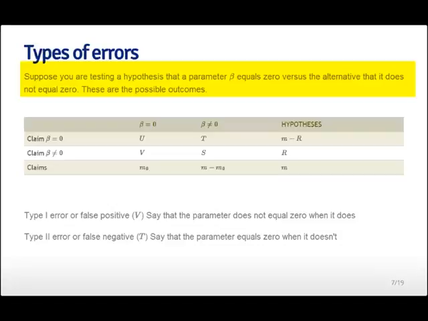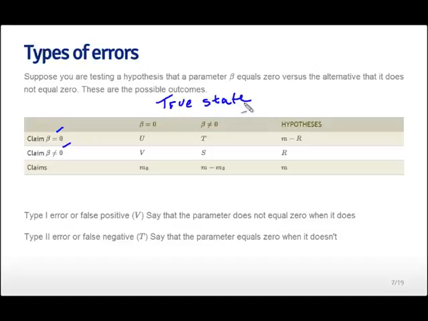When you're performing a hypothesis test, this is the table of the possible outcomes that could happen. In each row, you have a particular claim that you might make, whether beta is equal to 0 or beta is not equal to 0. And then in each column, you have the true state of the world, where beta is equal to 0 or beta is not equal to 0. So if you perform lots of hypothesis tests, all the times when you say beta is equal to 0 and beta actually is equal to 0 fall into this cell, and all the times when you say beta is not equal to 0 and it really is not equal to 0 fall into this cell. So then there are two types of errors that you might make.